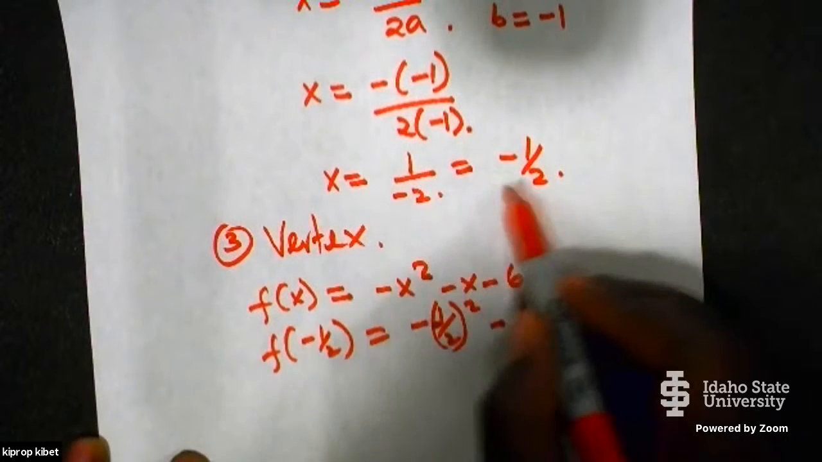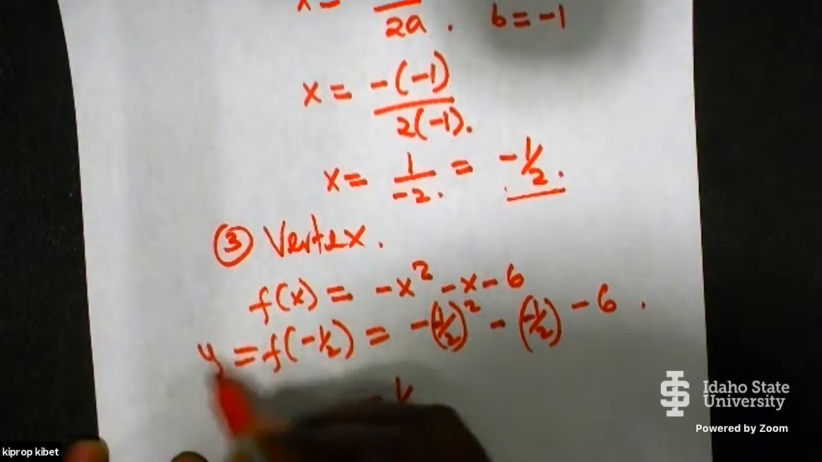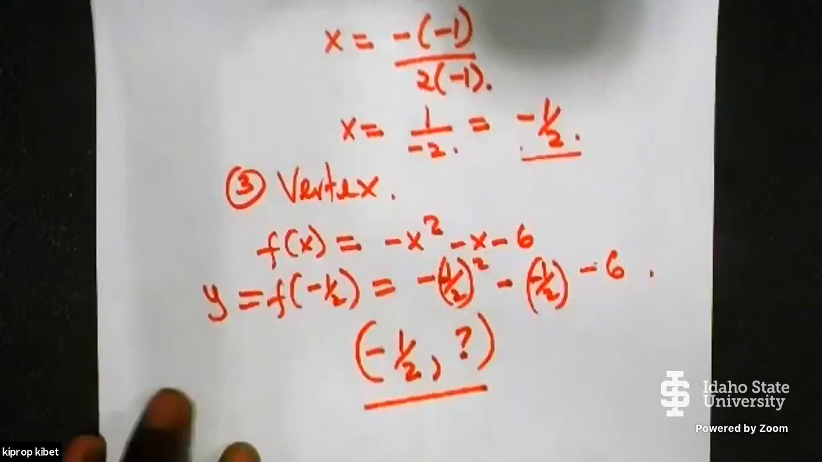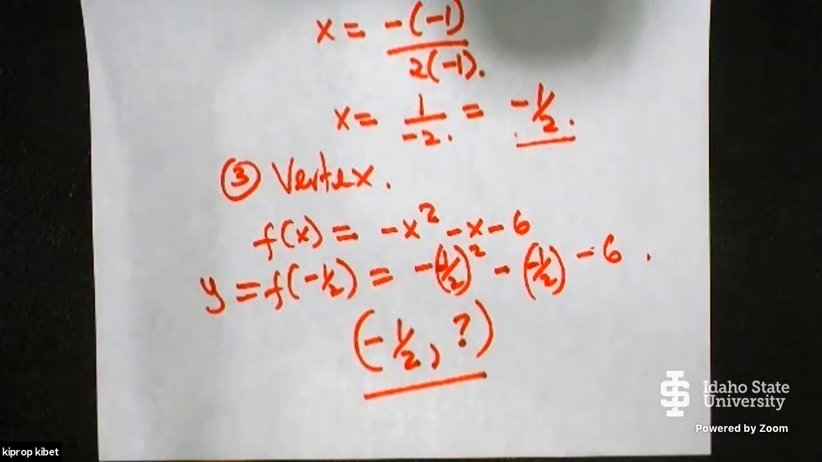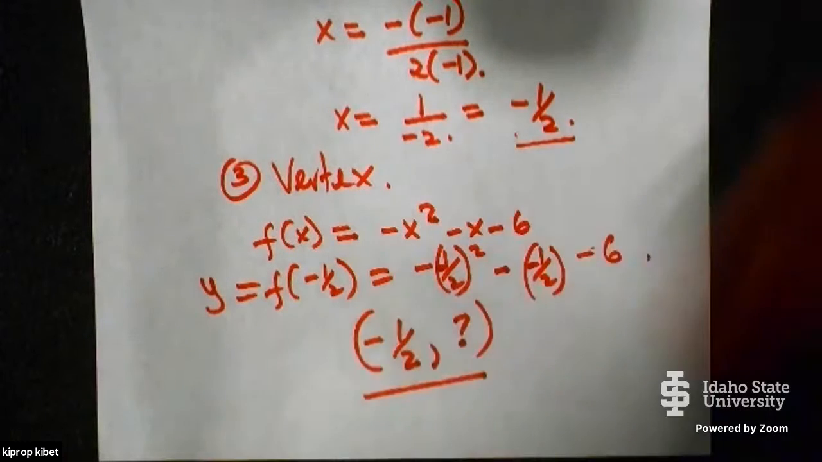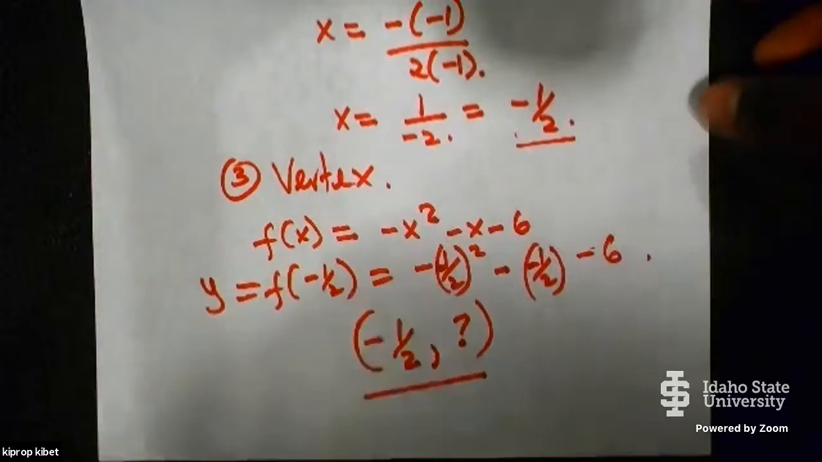So you have the x here, which is minus 1 over 2, and the y, which you get from here. So you need to solve that. That is the vertex. So what are the other properties? You look for the x and the y intercepts. So you get the x and the y intercepts.